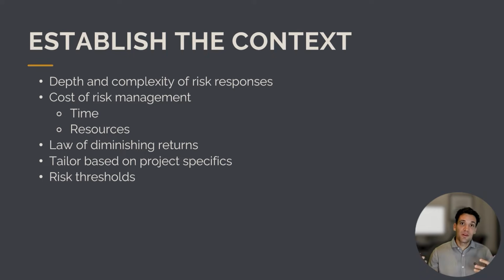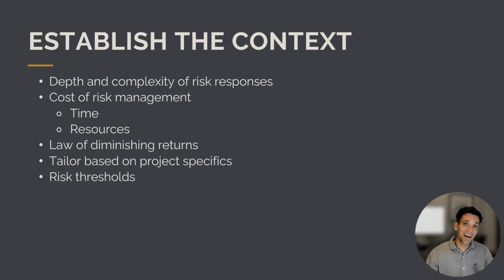Okay, so first off, we need to establish the context. What do we mean by saying establish the context? Well, we want to tailor the depth and complexity of the risk responses to the specific characteristics of the project we're working on. There's a cost associated with the risk management process. It takes people's time, it takes resources, that costs money. On top of this, there's a law of diminishing returns. The more effort we put in won't necessarily result in better outcomes. We want to tailor the risk management process to the specific project risks.